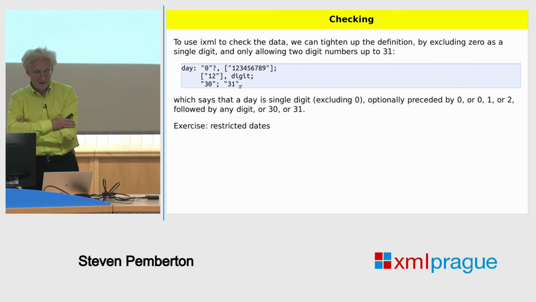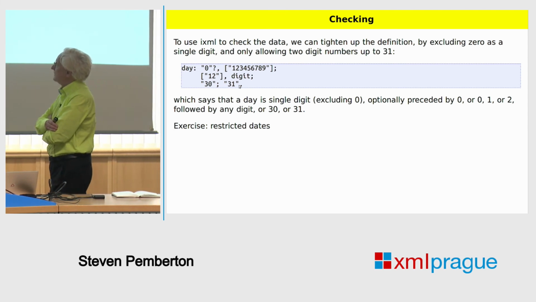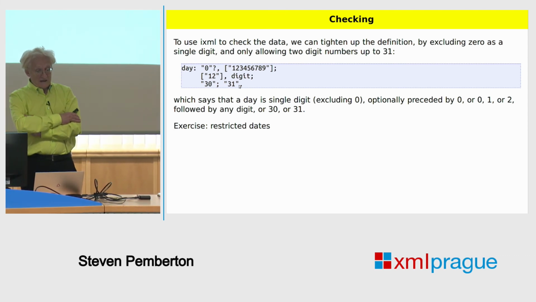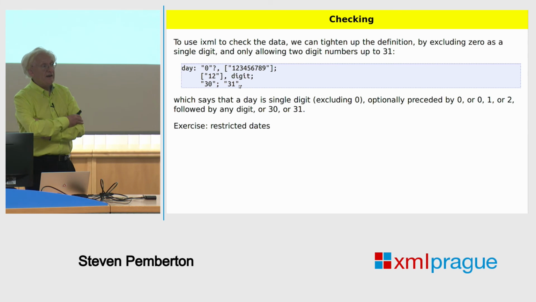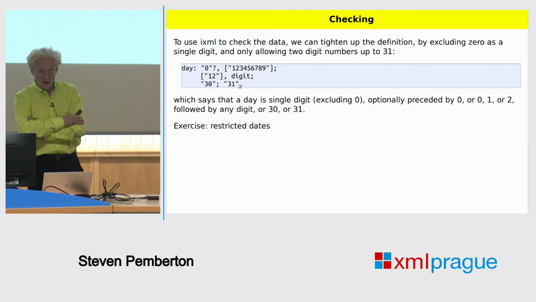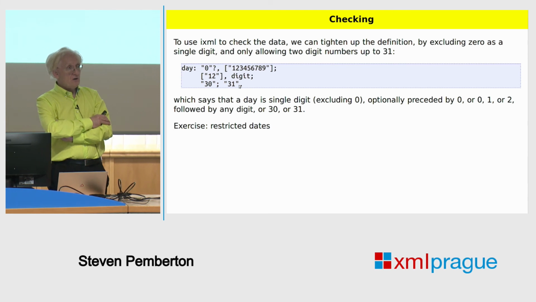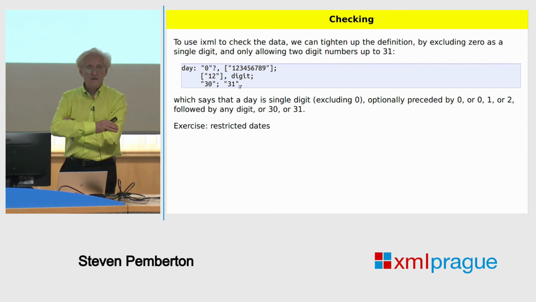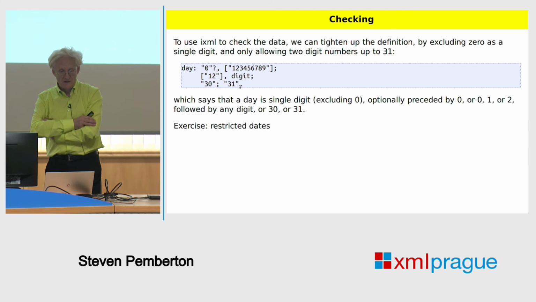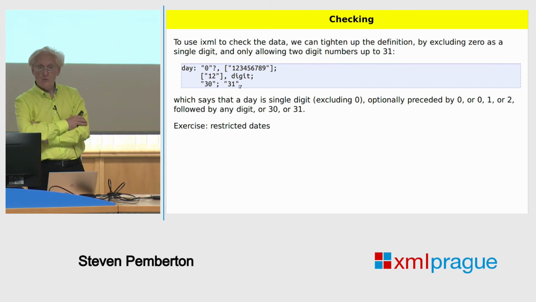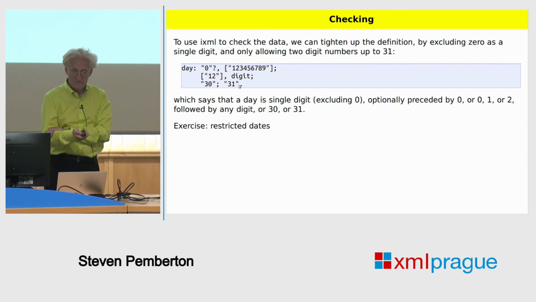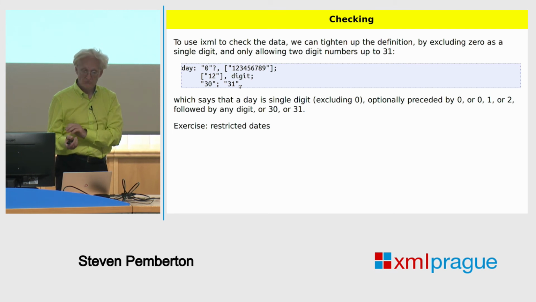and up to 31. So your next exercise is to take your date example again and rewrite it so that it's only restricted to dates between 1 and 31 for the day. Any questions?